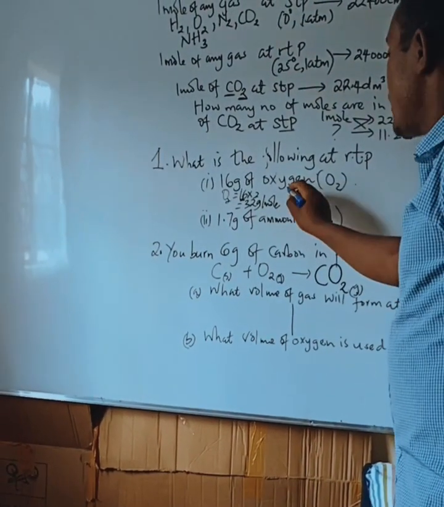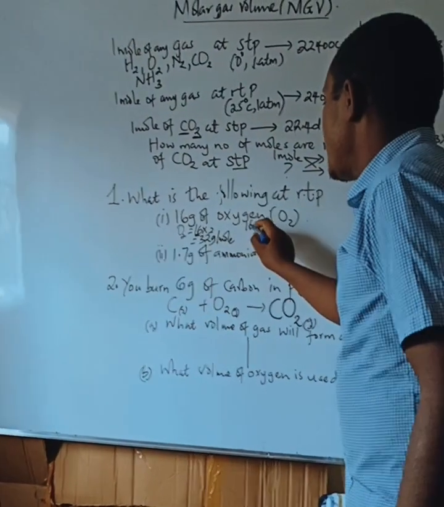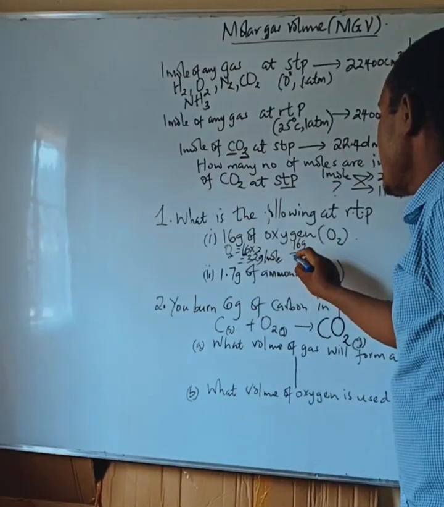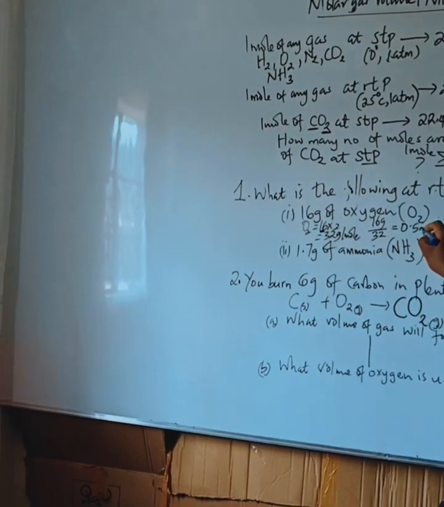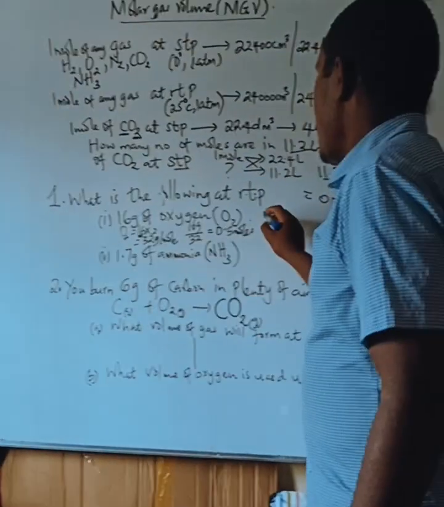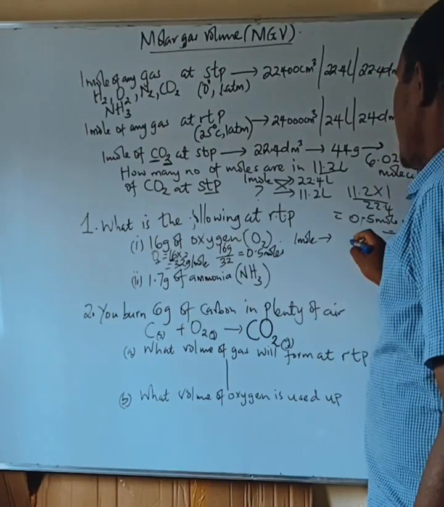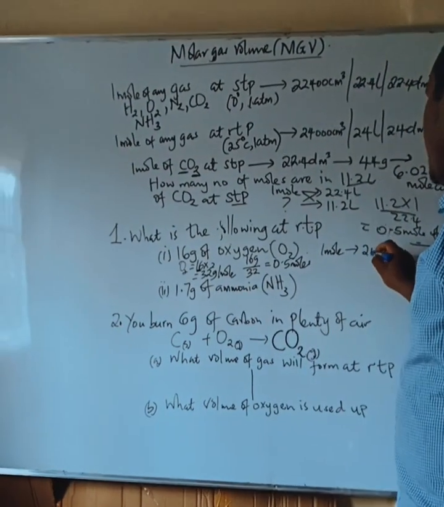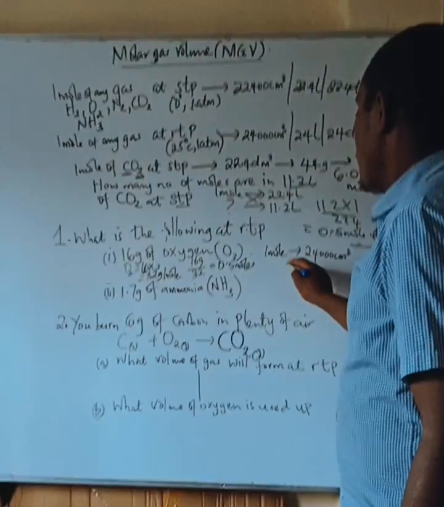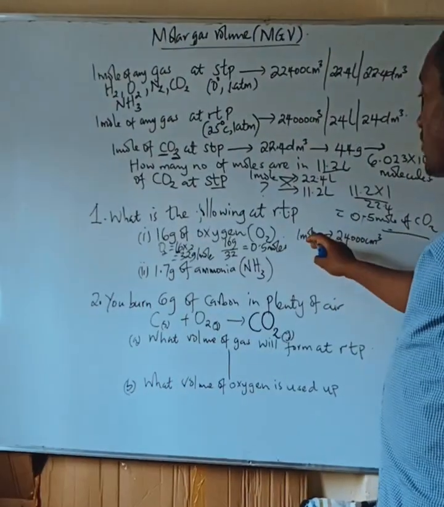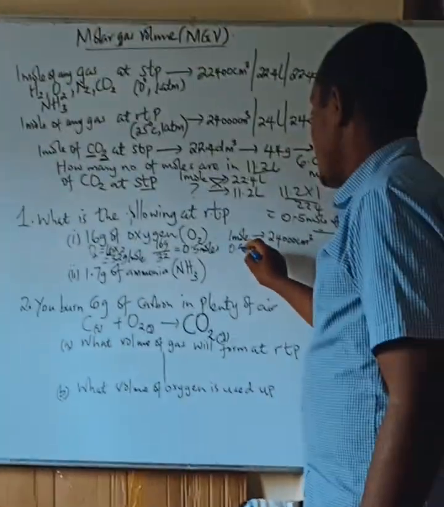Finding moles will be 16 grams, which is the mass, divided by 32, which will be 0.5 moles. And one mole occupies 24,000 centimeter cubic. What about 0.5 moles at RTP?